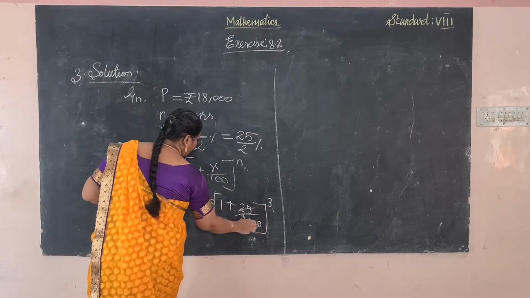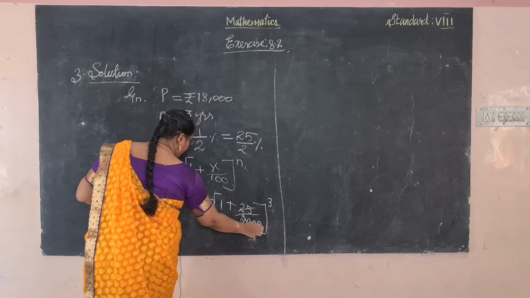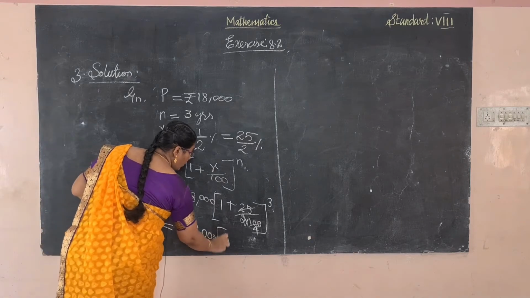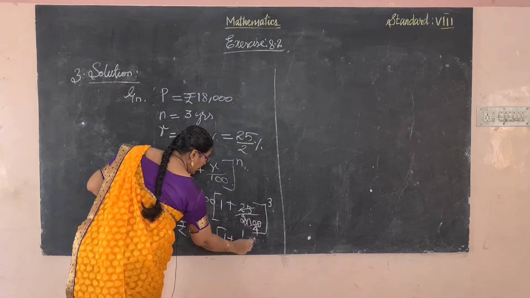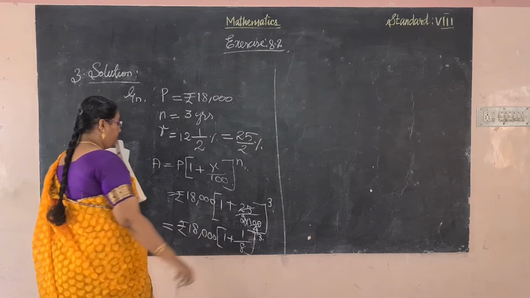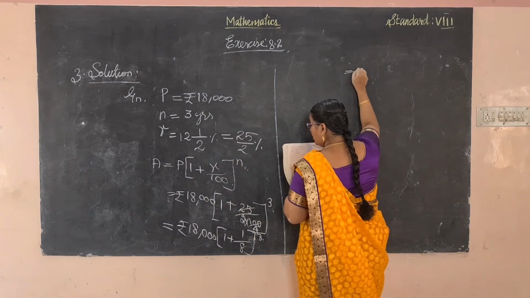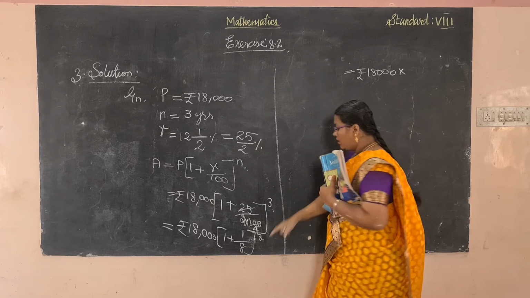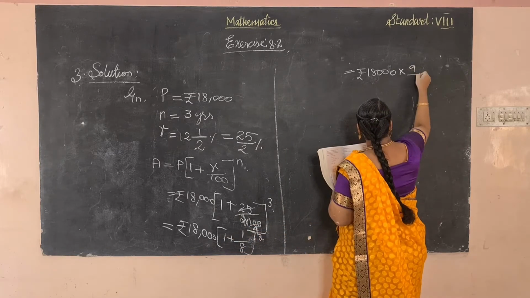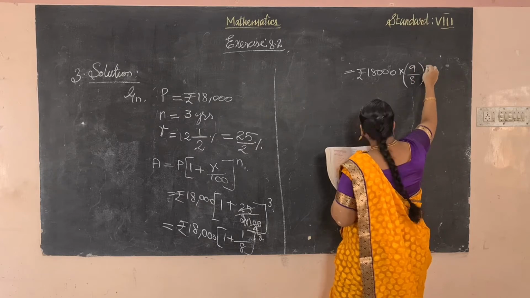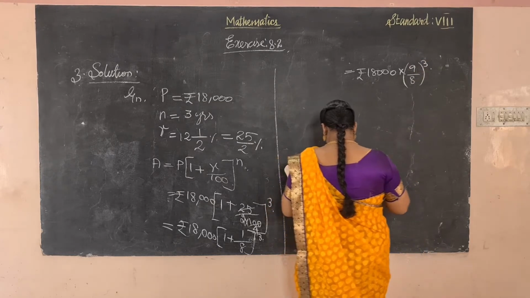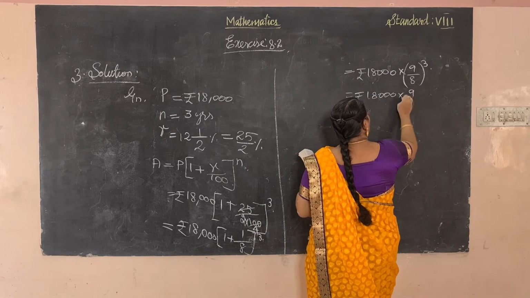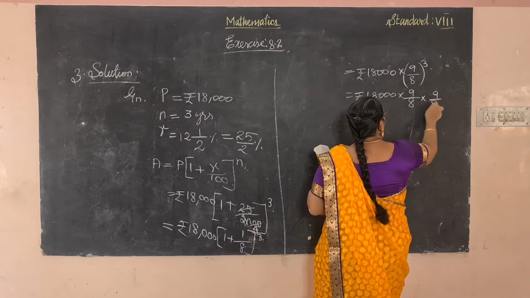So 25 4s are 100. So rupees 18,000, 1 plus 1/2 4s are 8, the whole power 3. Rupees 18,000 into 8 plus 1, 9, so 9/8, the whole power 3. So 18,000 into 9/8 can be written 3 times.